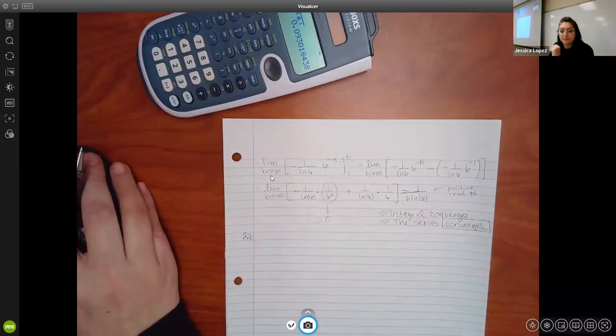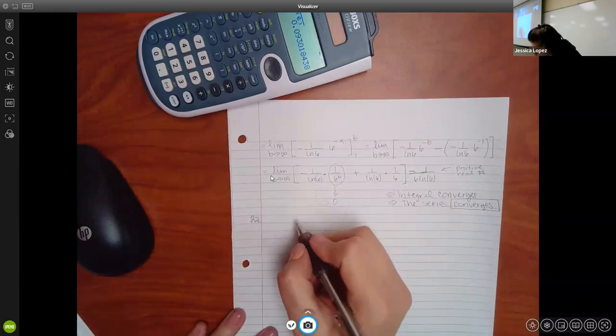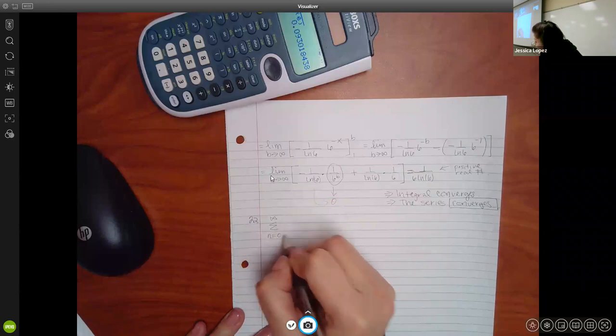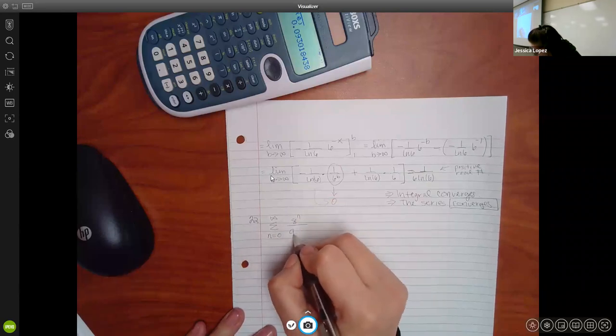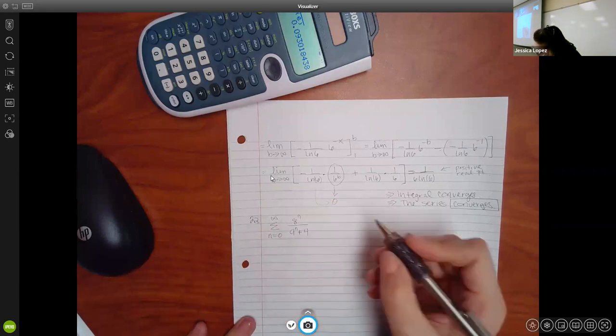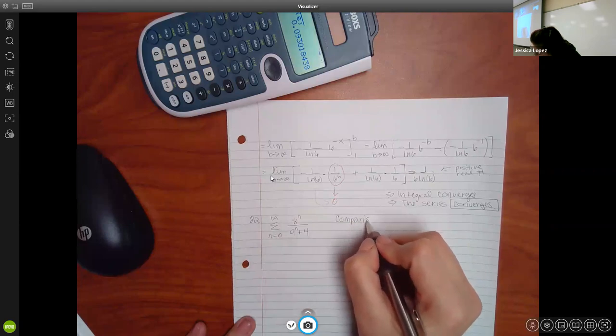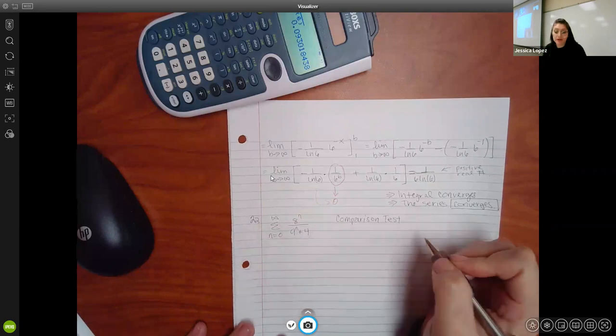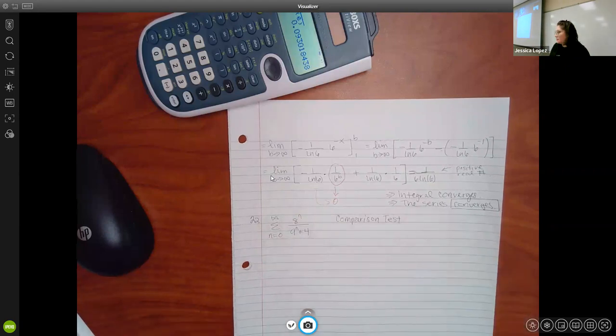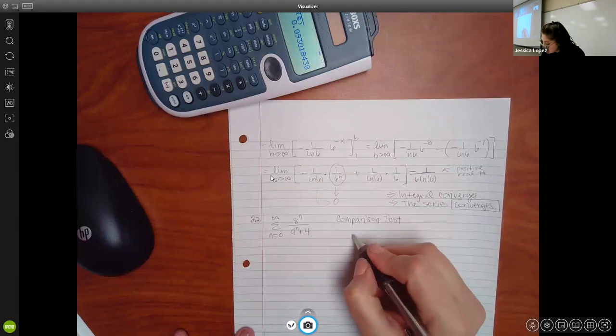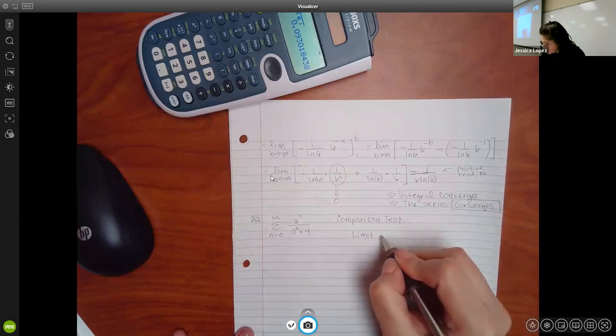Where is my camera? There it is. Okay, number 22 is another one of those where I have to do it in a certain way, but it says I have to use the comparison test. Good thing for me, it does not tell me which comparison test to use, because I do not like direct comparison. I do not like to sit there and try to think of who's bigger, who's smaller, which one's converging, which one's not. I'd rather just do the limit, and if I get a number, I know that they both do the same thing. And usually the one that you threw in there is the one that's easy to figure out. So for this comparison test, I'm specifically going to use the limit comparison test.